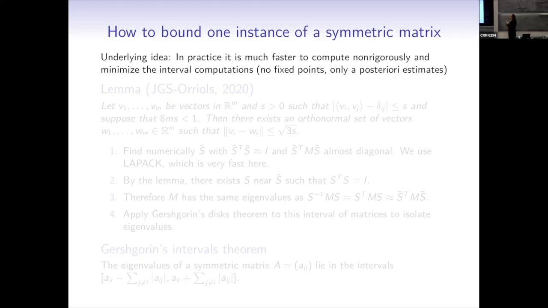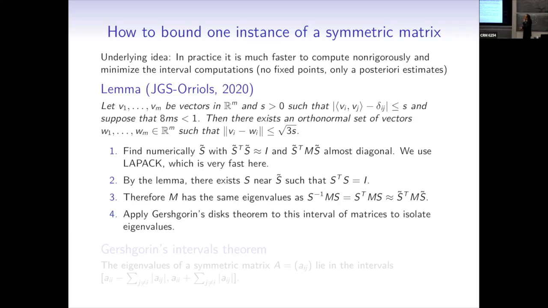How to do that? Well, the underlying idea is that I want to do as few computations in interval mode as I can possibly do. So I don't want to do any fixed points. And if possible, I would like to do only a posteriori estimates. In practice, for the sizes of the matrices that we're working with, this worked a lot better. So what we use is the following lemma. This was proved in another paper of mine with Gerard Rioles, that eventually says, if you take a symmetric matrix and construct an approximate orthonormal basis any way you want, as long as you satisfy this bound, then you can find the true eigenbasis satisfying this bound. And the constants are not optimized there, but that does the job.